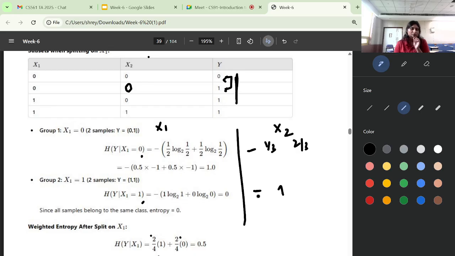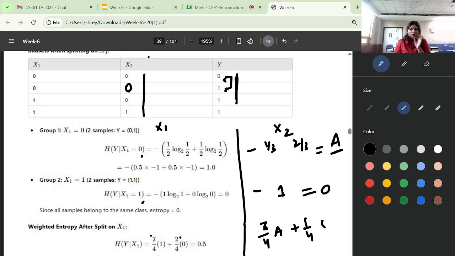Here it will be 1, right? So the entropy will be 0 here, and here it will come in some point form, because there is some randomness in 1:2. So now we will combine them. Using these parameters, let's say this is A. So what I am going to say is, this is 3 by 4 A plus 1 by 4 0. It will be like that.